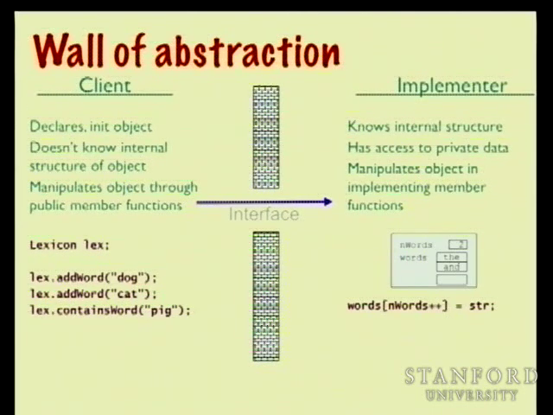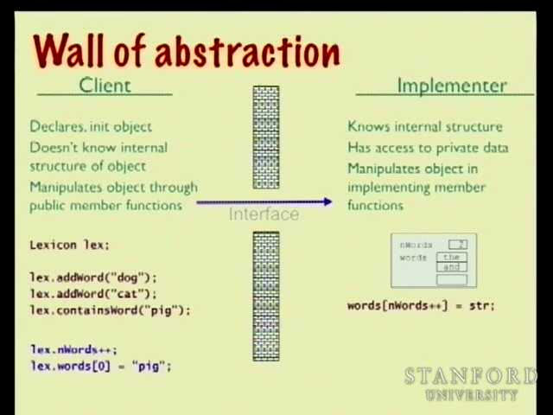So when you say add a word, maybe what it's got is some array with a count of how many words are used, and it sticks it in the next slot of the array and updates its counter. We don't know what it does, but it's not really our business as the client, but the implementer has kind of the full picture of that.